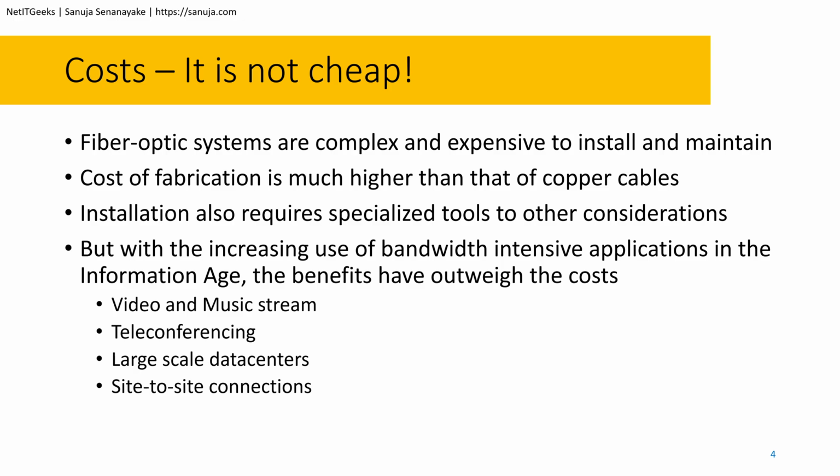And also the tolerances in the fabrication of fiber optic cables are much smaller compared to the tolerances you can accept in manufacturing copper cables. So you could have copper cables that are slightly different from each other, but they'll still be meeting the standards of, let's say, Cat6.